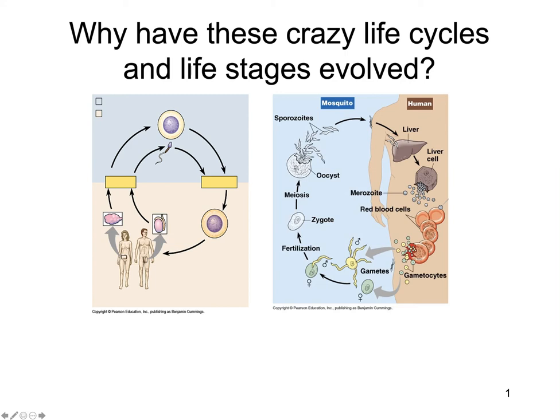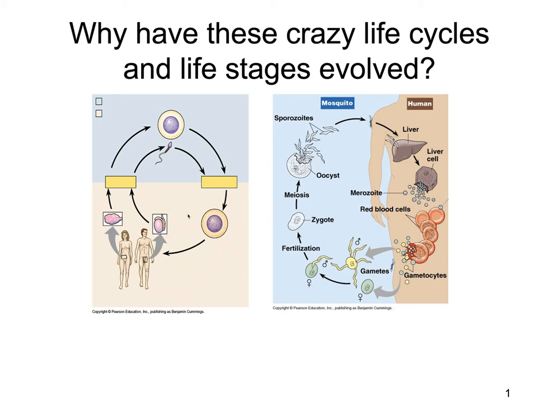So we left off talking about some interesting life cycles. We talked about the life cycle that has evolved in humans, and we talked about this other life cycle in malaria. We talked about this as being a diploid dominant life cycle, and this as being a haploid life cycle. So the next question I want to address is why go through all of these crazy life stages? Why have these life cycles evolved?